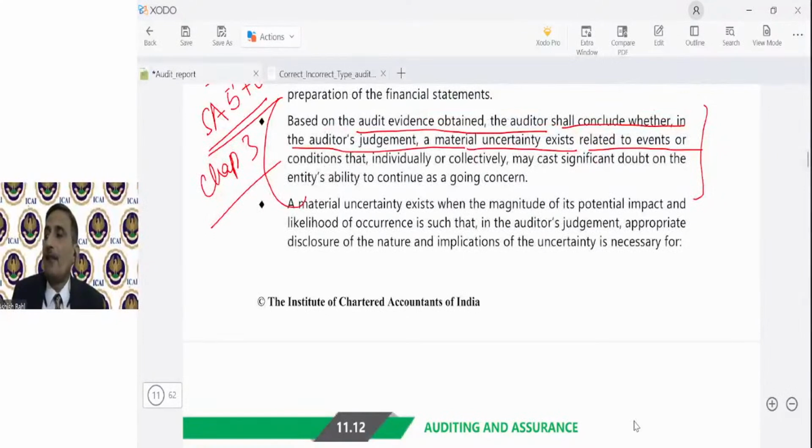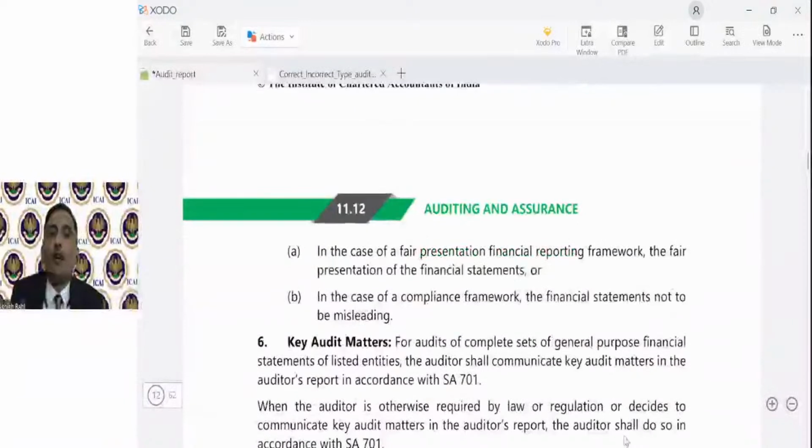So a material uncertainty exists when the magnitude of its potential impact and likelihood of occurrence is, in the auditor's judgment, necessary, in case of a fair presentation framework, for the fair presentation of the financial statements.